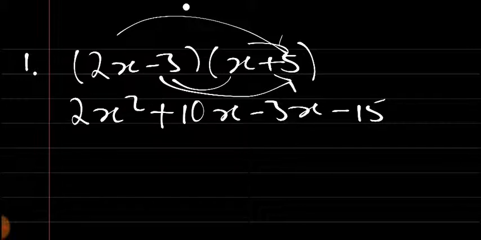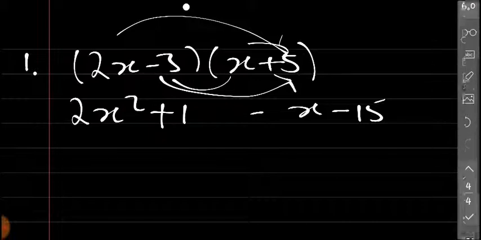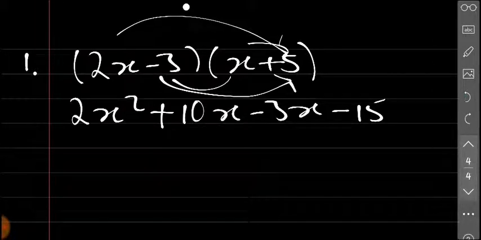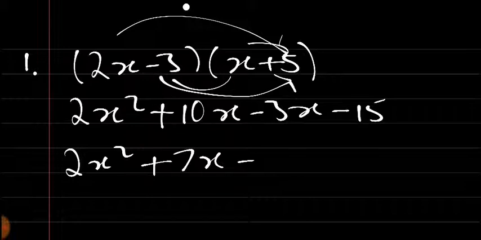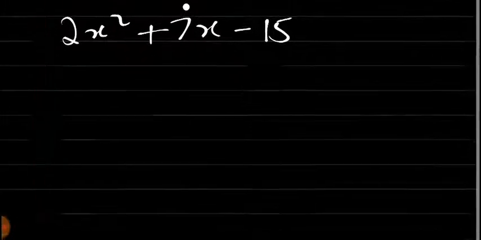And then we can tidy it up in the middle by combining the like terms. So we get 2x squared plus 7x minus 15. So that's all well and good.